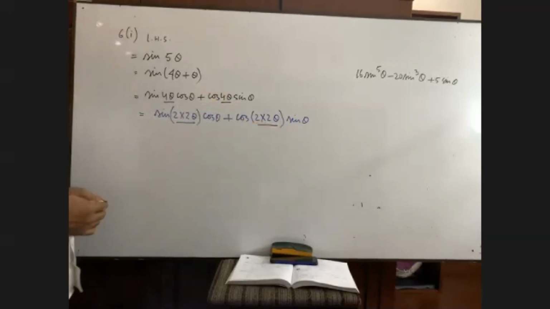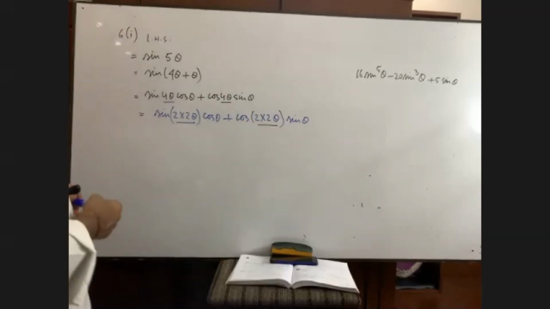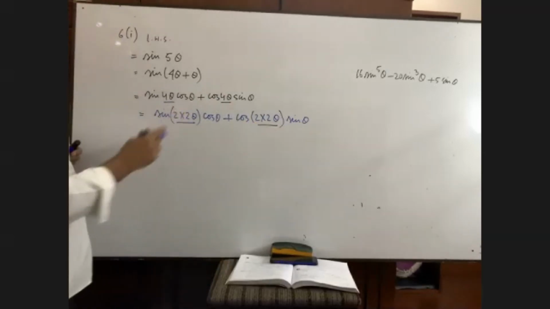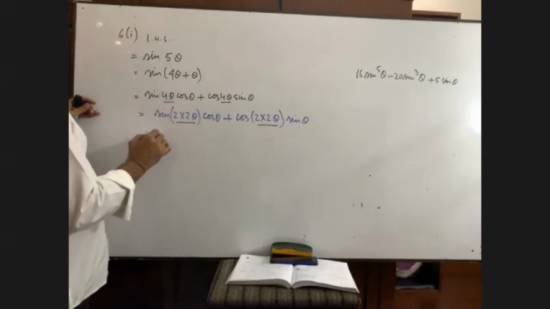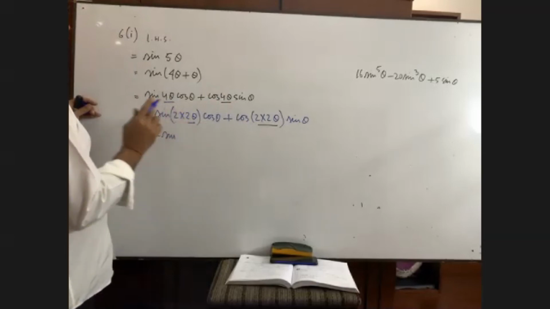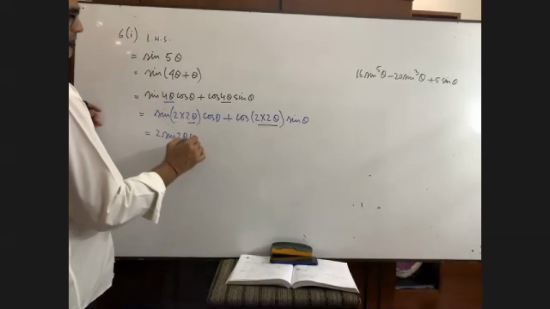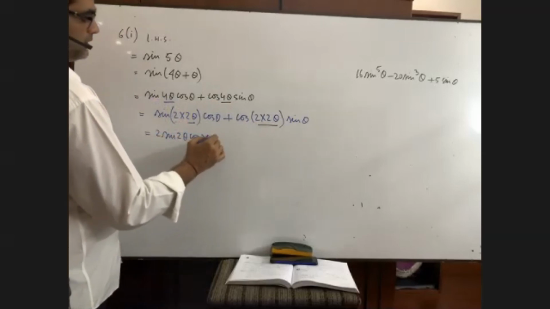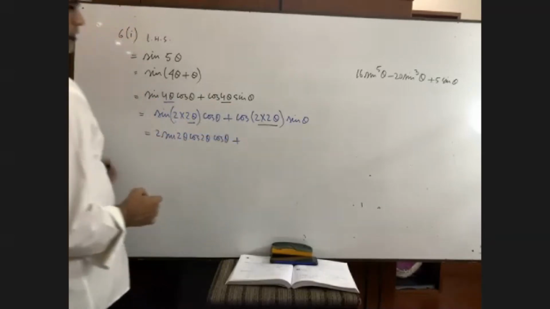Is it? Now, what is the formula? Sine 2 theta, what is the formula? Sine 2 theta is 2 sine theta cos theta. So what is the theta here? This is 2 theta. So, sine 2 theta, cos 2 theta.